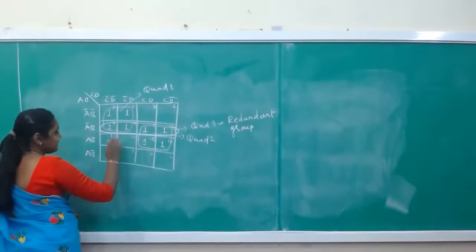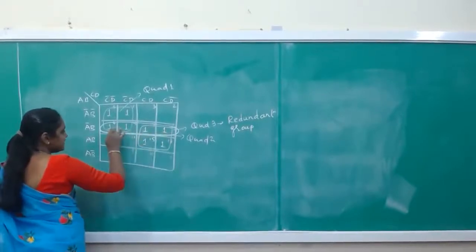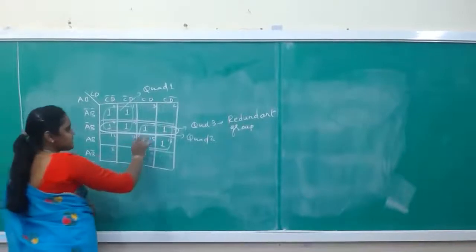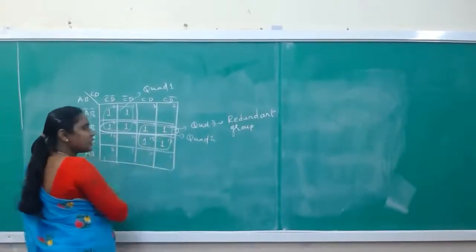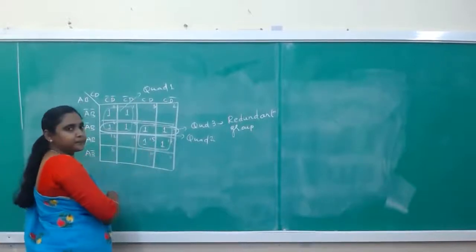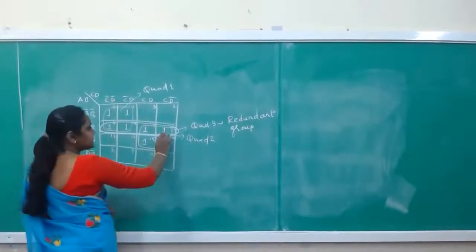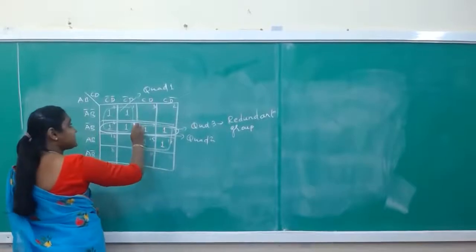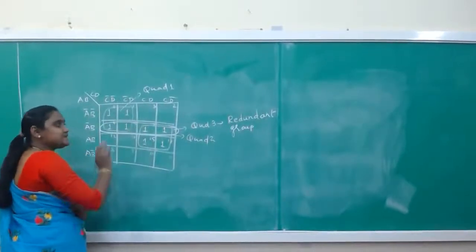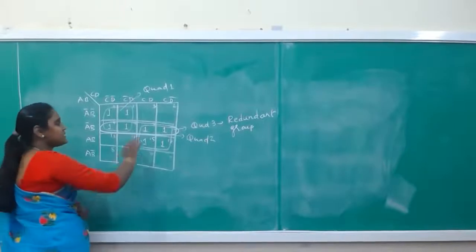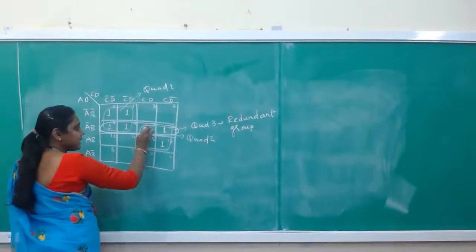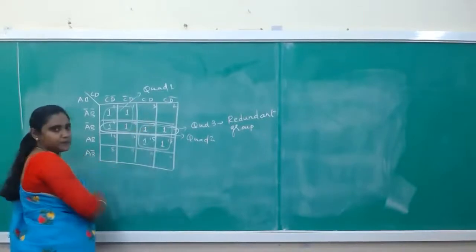Why do we call it a redundant group? How many ones does it have? 1, 2, 3, 4 ones. These two ones are already present in quad number 1, whereas these two ones are already present in quad number 2. So there is no point in making a group again. Okay. That's why it is called a redundant group. Even though it makes a group, it is also a valid group in the K-map, but it is not required. Such groups are called redundant groups. While writing the expression, we can omit, otherwise we can just skip this group.